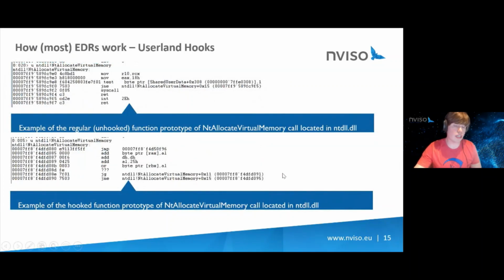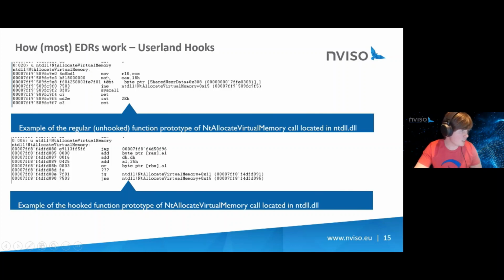So how do EDRs work now, and why is disabling AMSI not enough? This is where it gets interesting, because this is where userland hooks come into play. So here is exactly the same function as I showed you before. This is an unassembled ntdll NtAllocateVirtualMemory call, which you can clearly see is using the skeleton code of a regular NT call. And here you can see the ntdll unassembled of exactly the same call. So again, the NtAllocateVirtualMemory call, but in this case, it's actually being hooked by an EDR.